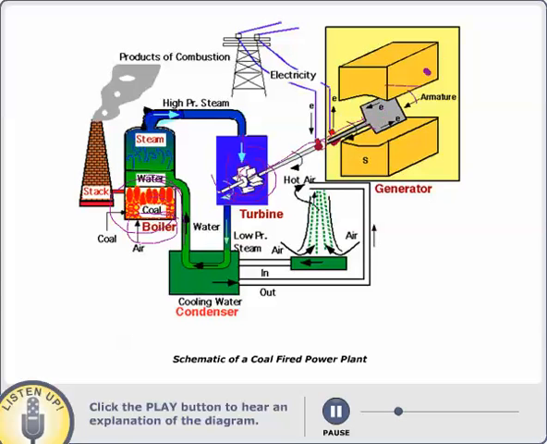This generator is nothing but a magnetic field. That magnetic field is created by these poles, north and south, and these yellow ones are the magnets. In between these two poles is an electrical conductor, a copper wire, which is turned many rounds around the armature. The two ends of this wire are hooked up to a load or to a transmission line.